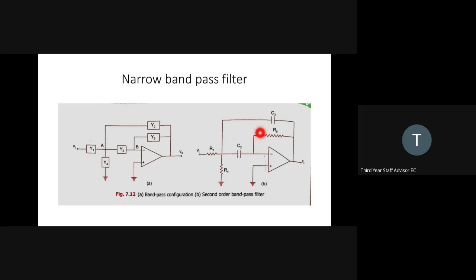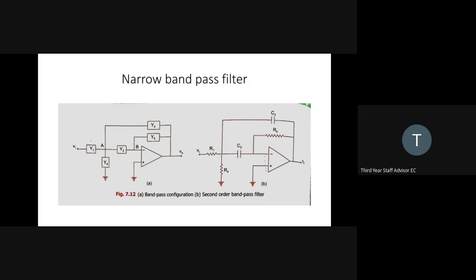In the feedback path, there are two feedback paths in the case of bandpass filter, one is a resistor and the other one is a capacitor, okay? Whenever low frequency is coming, the capacitor will be open circuited, so its gain will be high. In order to avoid that condition, we are using this resistor, okay? See?